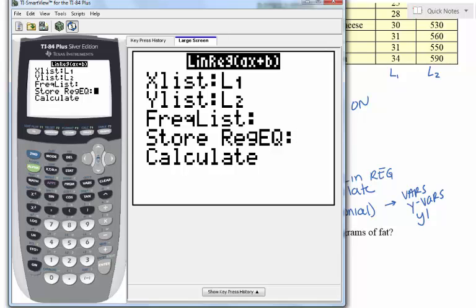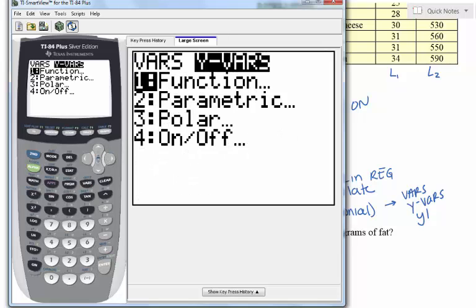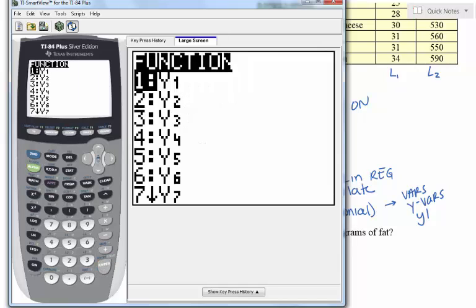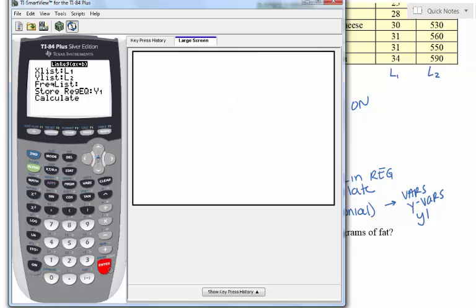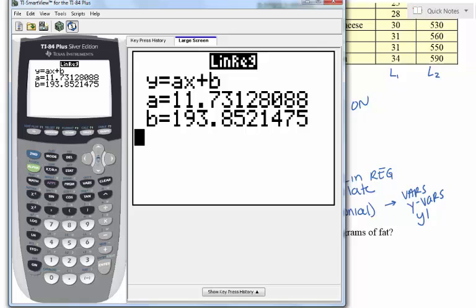If I go to Vars right here, go to the right to Y-Vars, hit enter on Function, Y1, I can store it in Y1. So I'm going to do that, go down and press calculate. So now they've given me all the information that I need to write this equation. Y equals AX plus B, so I could use A and B to write my equation.